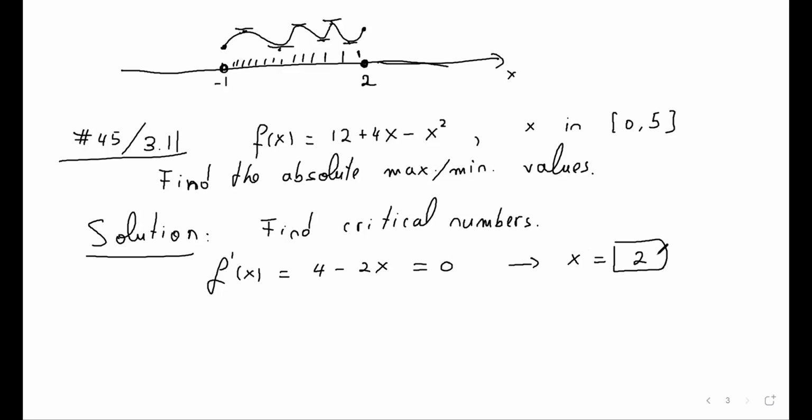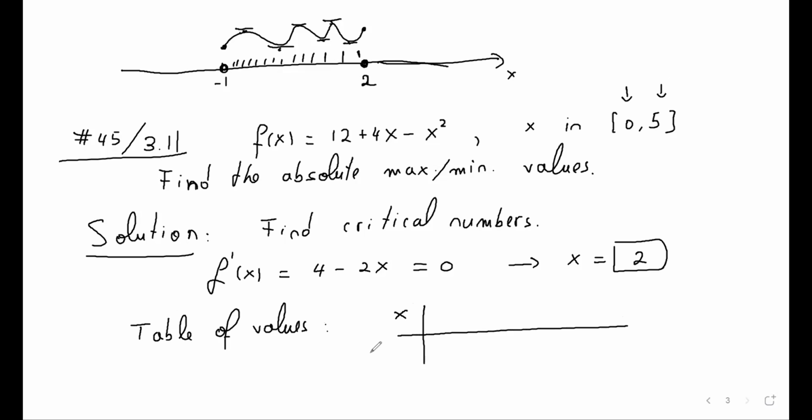All right, with this number, we're going to make a table. You might wonder what I'm going to compare this one to. Well, we also need to involve the endpoints because those might give you some higher maximum or some lower minimum. So we're going to make a table of values. On the first row, I'm going to place the values of x, and on the second row, the values of f of x.